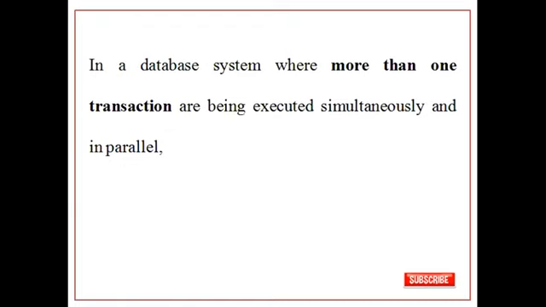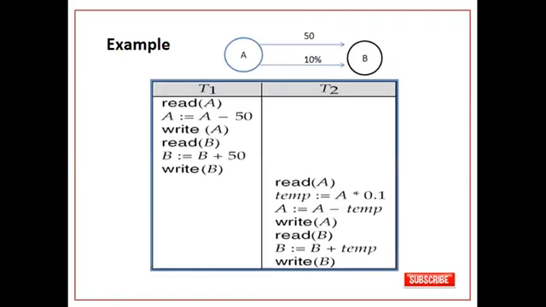Now, isolation. In a database system, more than one transaction can be executed simultaneously and in parallel. Suppose I have account A and account B. Transaction T1: I want to transfer $50 from account A to account B. So this is one complete transaction: read A, A is equal to A minus 50, write A, read B, B is equal to B plus 50, write B.